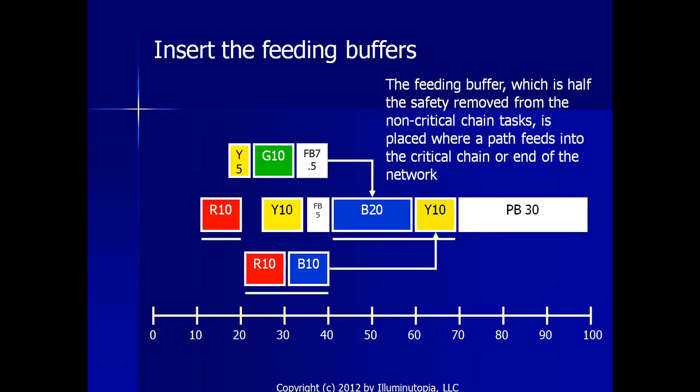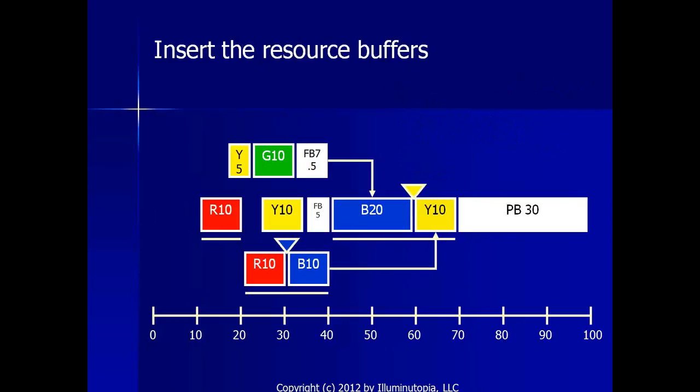What the feeding buffers do is protect the critical chain from delays on the non-critical chain tasks. And if the feeding buffers do happen to run out, we still have the protection of the project buffer for the project. And remember, we have changed the behaviors of the resources, so we've been focusing on making sure that we're more effectively managing the project. We also want to insert the resource buffers, so anytime there's a handoff from one resource type to another, we have an early warning to the blue resource.